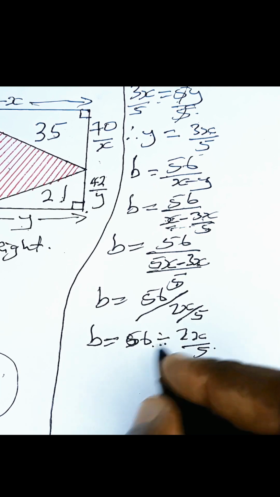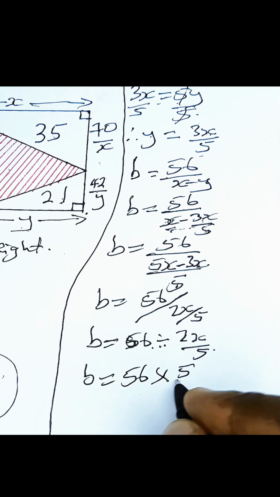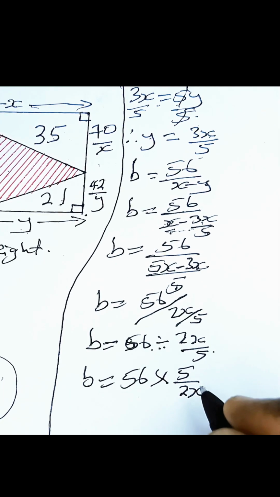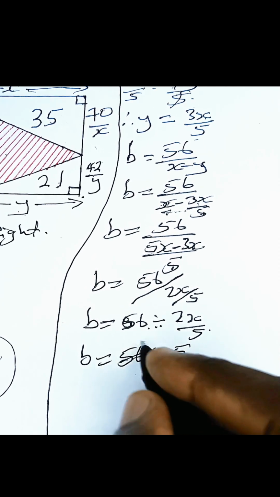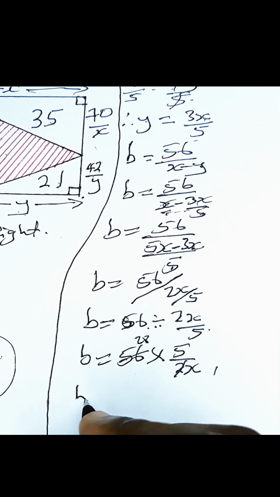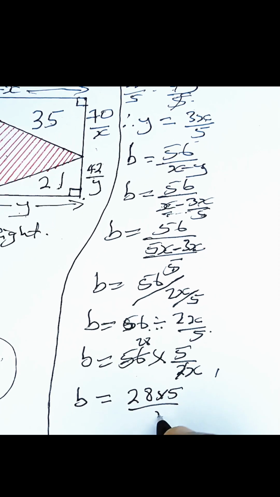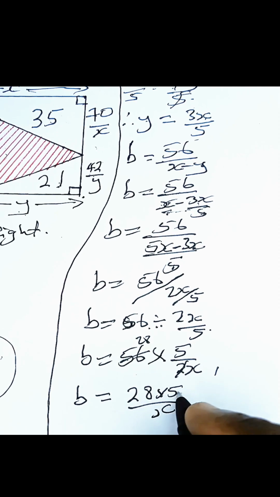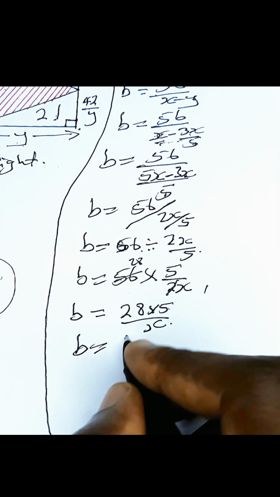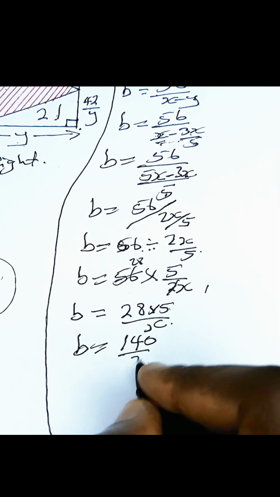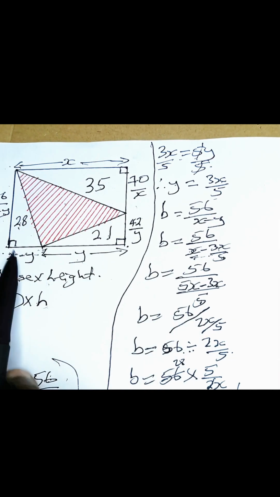So division changes to multiplication. So b will be 56 times 5 divided by 2x. So 2 in 56 gives us 28. So we have b is equal to 28 times 5 all over x. 28 times 5 will give us 140. Yeah, 140 over x. This is our breadth.